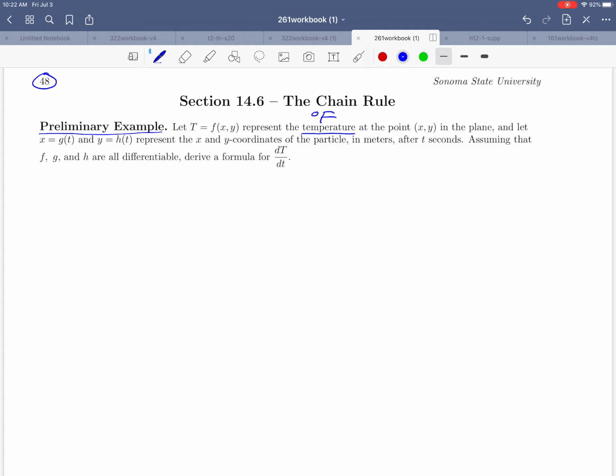Okay, and then they do tell us that t is in seconds. And assuming that f, g, and h are all differentiable, we would like to derive a formula for dT/dt. Notice that that's the rate of change of temperature with respect to time. And I'd like to start this discussion just with a diagram. So basically we've got a particle that's moving around in the xy plane. We don't know exactly where, but you could maybe picture it just moving along a path. And the variables that you see in the problem, the t, the x, and the y, all have something to do with this picture.